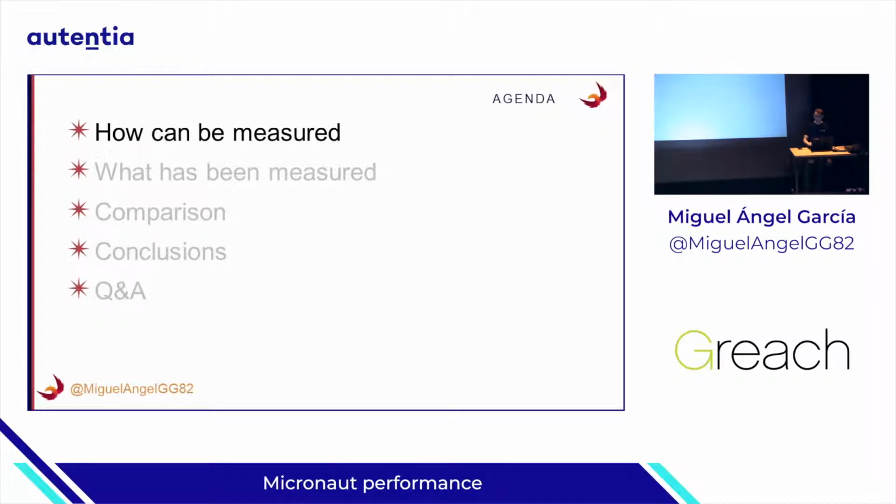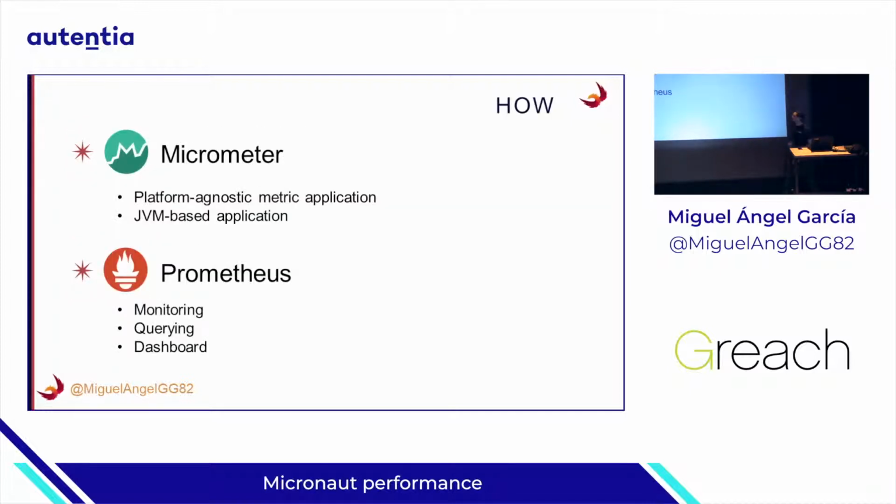So first of all, how can it be measured? These are the tools that I've used to measure the metrics. One is Micrometer. It's a platform-independent metrics library for applications based on the JVM. And another one is Prometheus, a tool that allows us to monitor, query, and show the results in a dashboard with graphs.